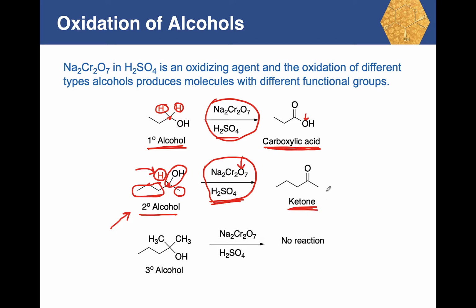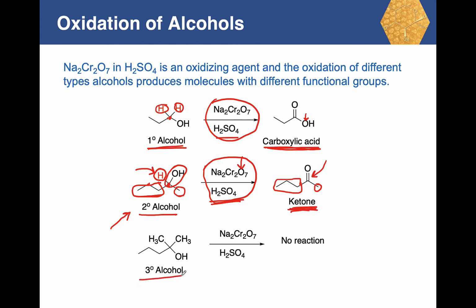Notice the same number of carbons are present. Here's the methyl group, and here is the same propyl group. It's just that we now have here a carbon-oxygen double bond, also known as a carbonyl, to form a ketone.